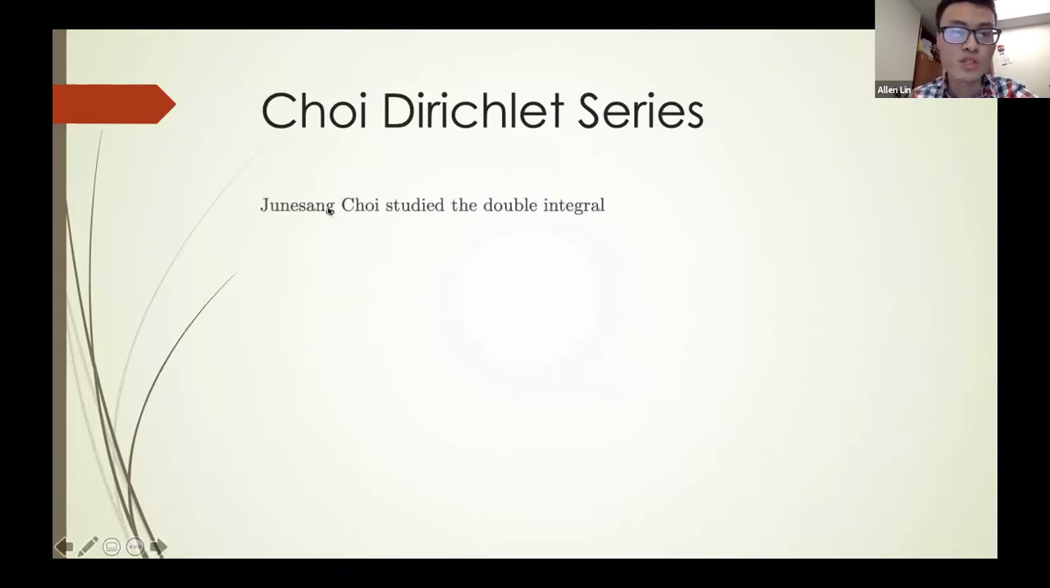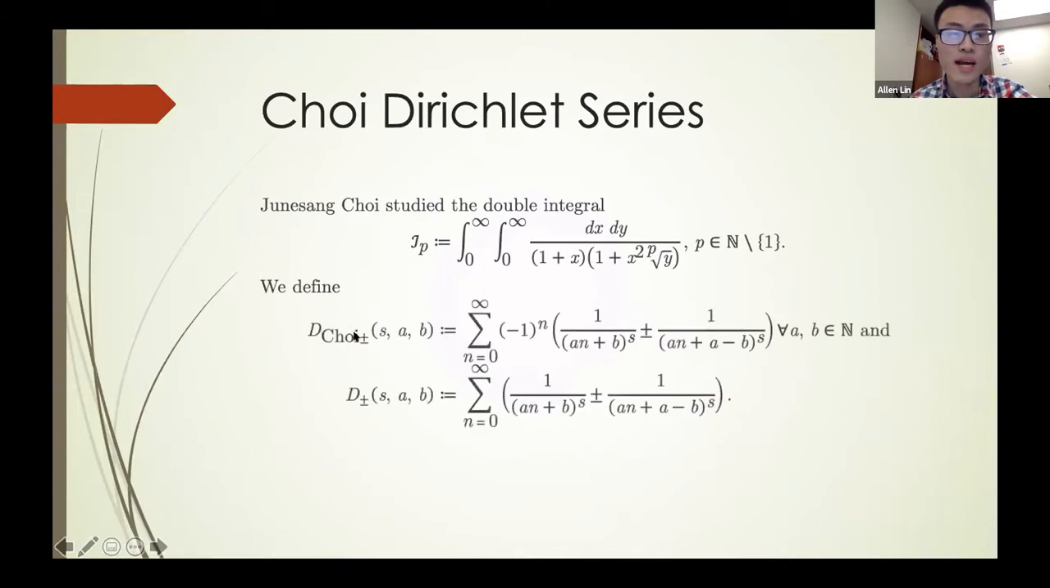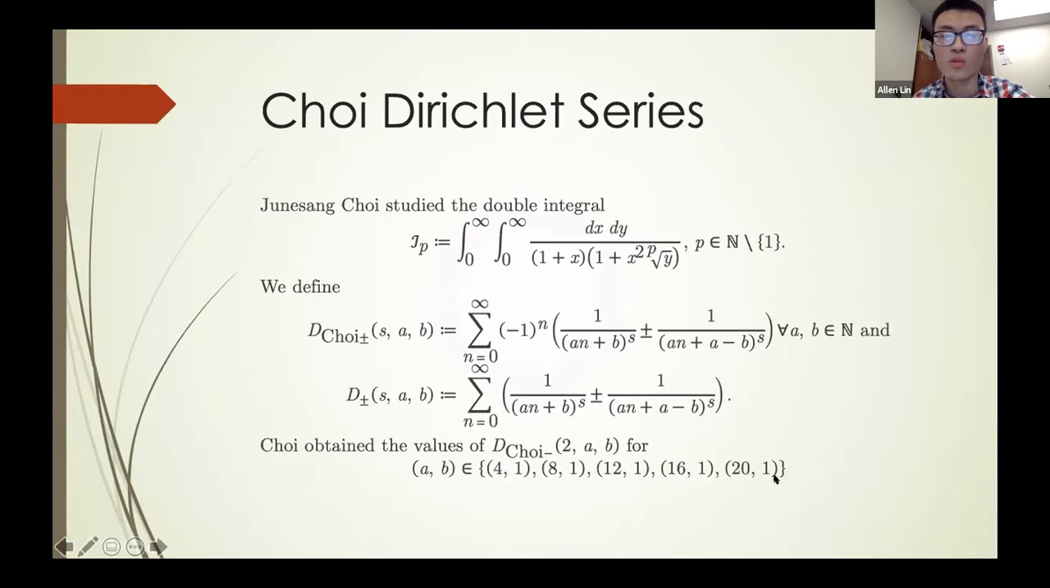So Choi studied this double integral. We define d Choi plus or minus of s, a, b as the alternating series of 1 over (an plus b) to the power of s plus or minus 1 over (an plus a minus b) all to the power of s. And we define d plus minus s, a, b as the non-alternating series. Choi found values of d Choi minus of 2, a, b for 5 distinct values: 4, 1; 8, 1; 12, 1; 16, 1; and 21.